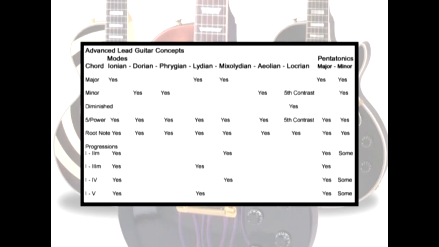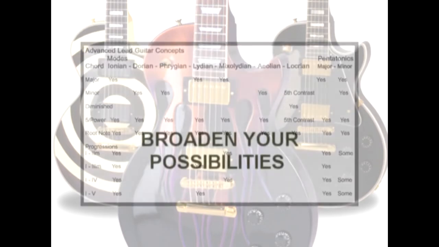For example, over a single power chord, you can use almost any scale or mode that we have learned. The only contrasting group of notes would be the Locrian mode, since it has a flat 5th, which would clash with the 5th interval used in a power chord.